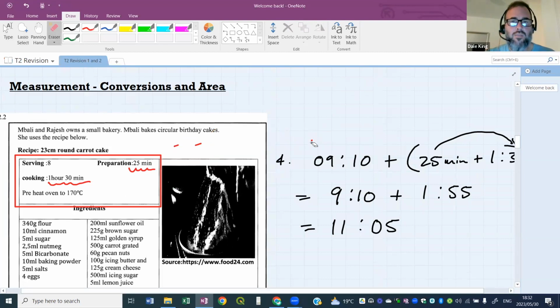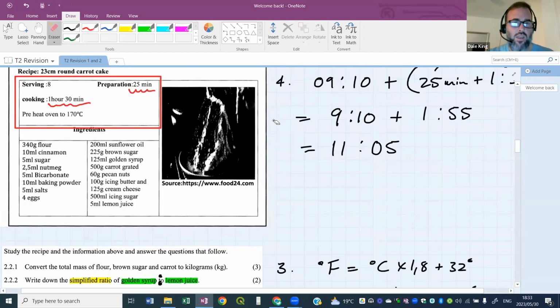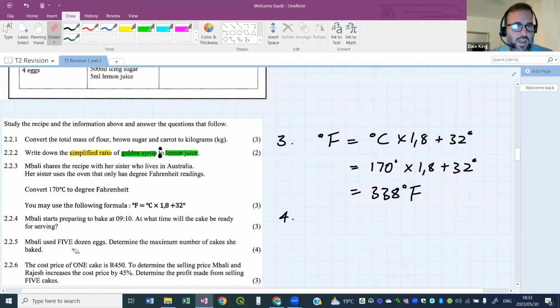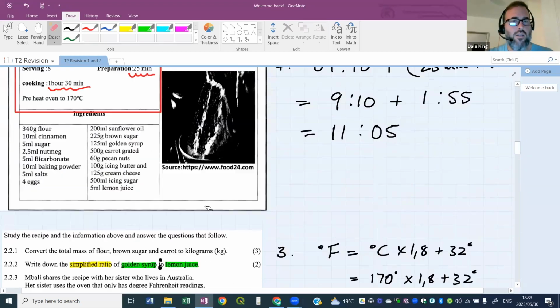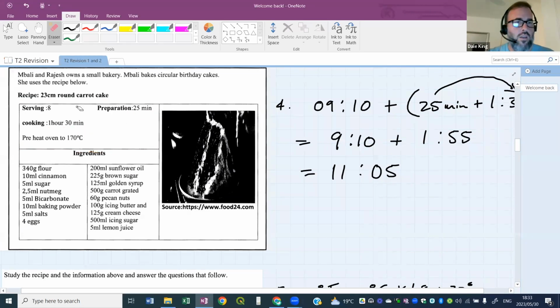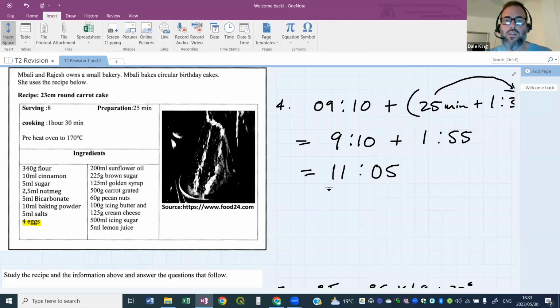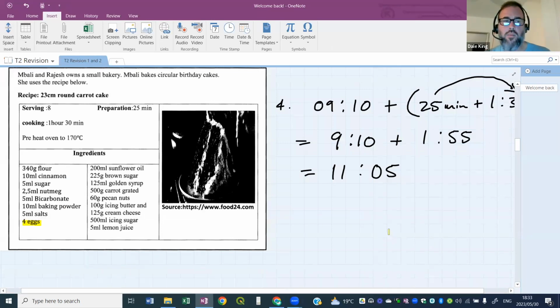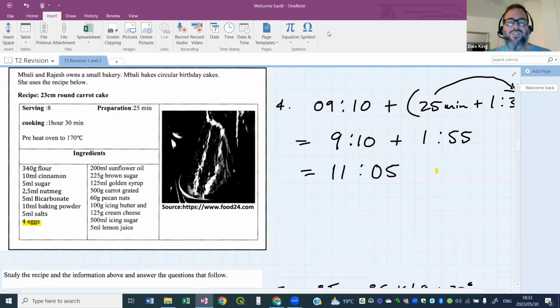All right, now they used 5 dozen eggs to make their cakes. It says here, they used 5 dozen eggs to make their cakes. Determine the maximum number of cakes that she could bake. All right, where's the information about the eggs? Yeah, here it is at the bottom. This cake needs 4 eggs, but Mbali used 5 dozen eggs. Now we all know that a dozen is 12. All right, so how many cakes do you think that Mbali could make if she used 5 dozen eggs? All right, what's the maximum that she could make?